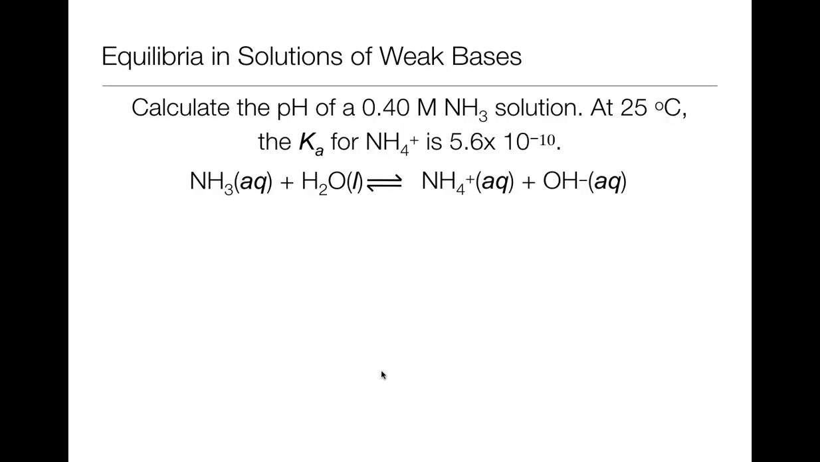So we have our first problem to go through. Like we did in class, we did a bunch of these. This problem is asking us to calculate the pH of a solution. Remember, pH is the negative log of the concentration of hydronium, of a 0.40 molar ammonia solution. It's at 25 degrees C, and we're given the Ka for ammonium, which is the conjugate acid of ammonia, is 5.6 times 10 to the negative 10th.